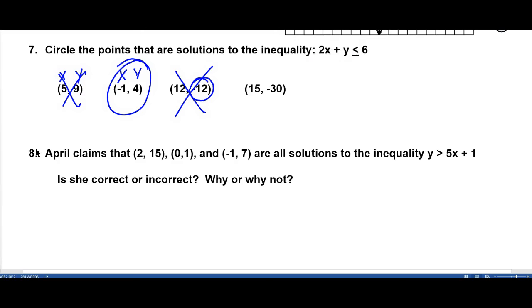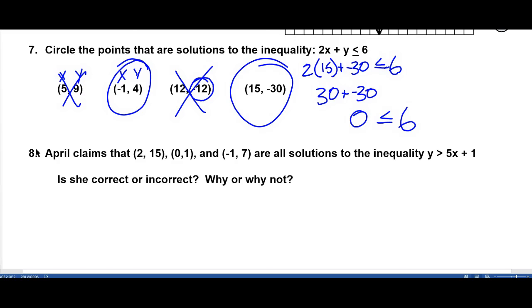15, negative 30. I gotta be careful with my signs. 2 times 15 plus negative 30 is less than or equal to 6. We have 30 plus negative 30, that is 0, is less than or equal to 6. True, that is a solution. So we have 2 solutions out of the 4. Number 8.